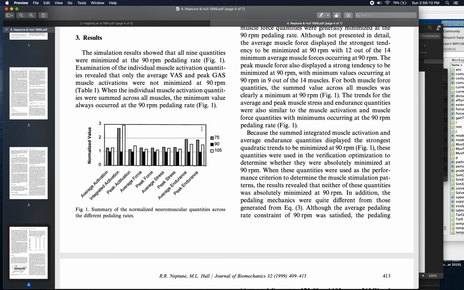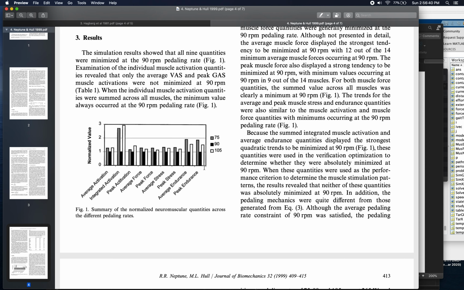And so notice here, by all of those muscle level definitions that they determined from these simulations, the black box is always the smallest. And in some cases, it was dramatically smaller than the result at the other pedaling rates. Like here for the integrated activation of the muscles, the activation level of the muscles integrated over the pedaling cycle time was dramatically smaller by a factor of like 2 to 3 times at the 90 RPMs compared to the 75 or the 105 RPMs.